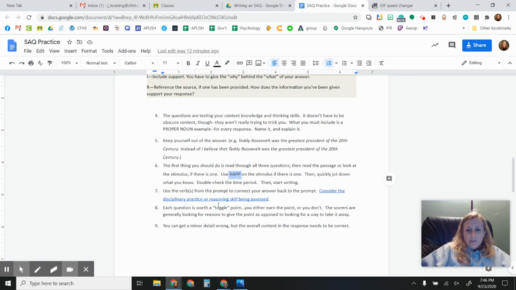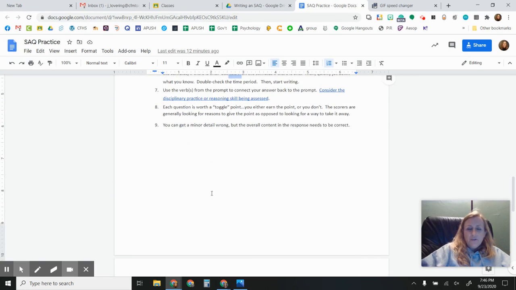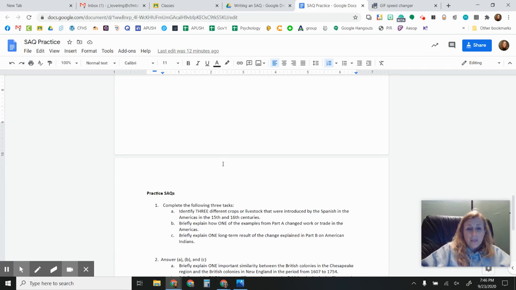I already told you about toggle points. You can get a minor detail wrong, okay? As long as it doesn't change the understanding of the question or the gist of it, the big thing, like if you called Jonathan Edwards, James Edwards, as long as all of the other pieces and parts of it are correct, they might be okay with that. It's not a disaster by any means.